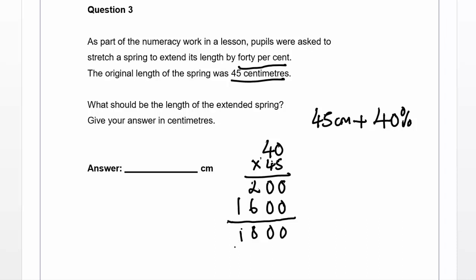Now, what you must understand, first of all, is that 40% is the same as 0.40. Now, in our answer here, we've got 1800.